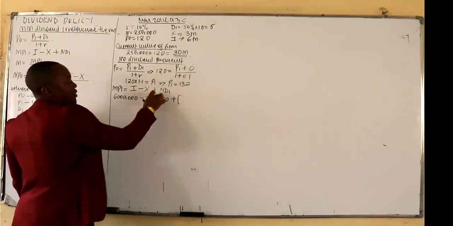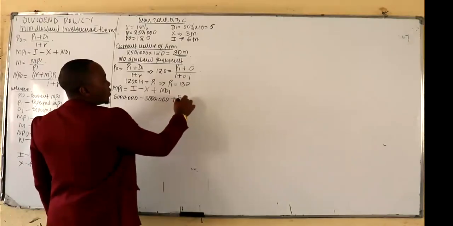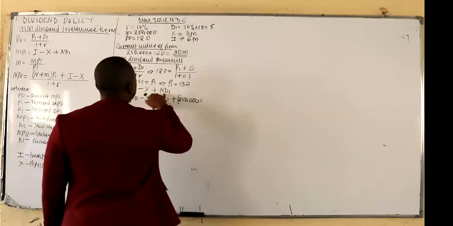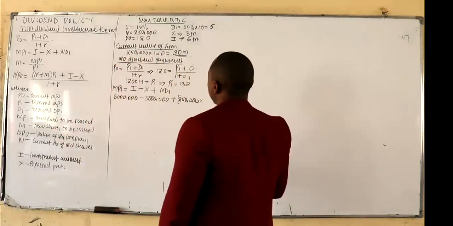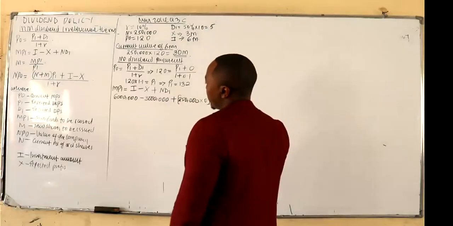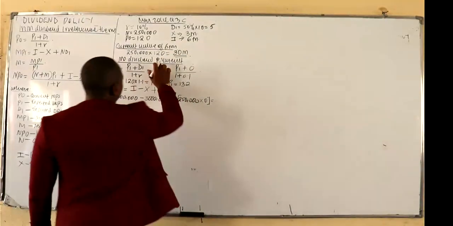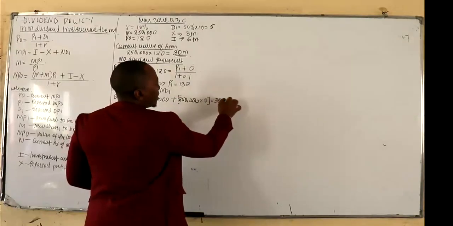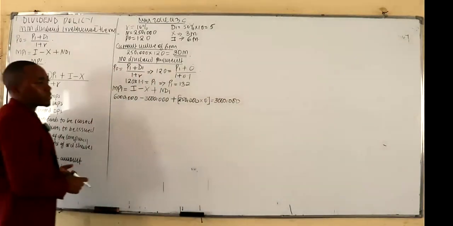To get the total dividend, you take the current number of shares, which is 250,000. That's our N, times D1. How much is our D1? So D1 is 0. Remember, you are not paying any dividends in this case. So therefore, the amount raised you need is 3 million.